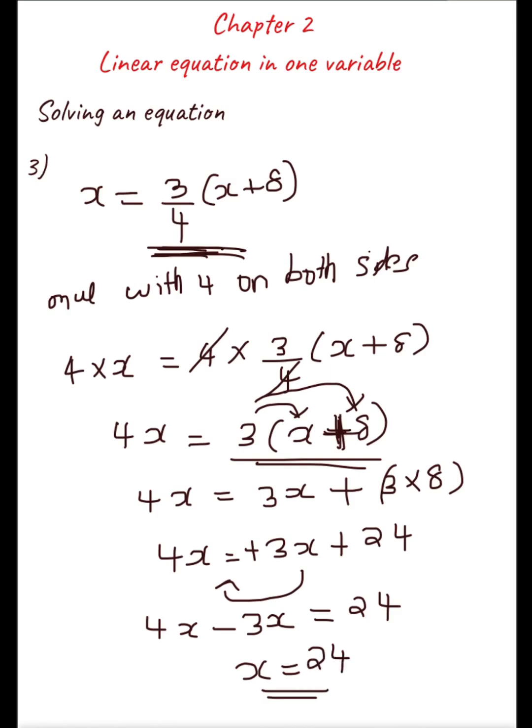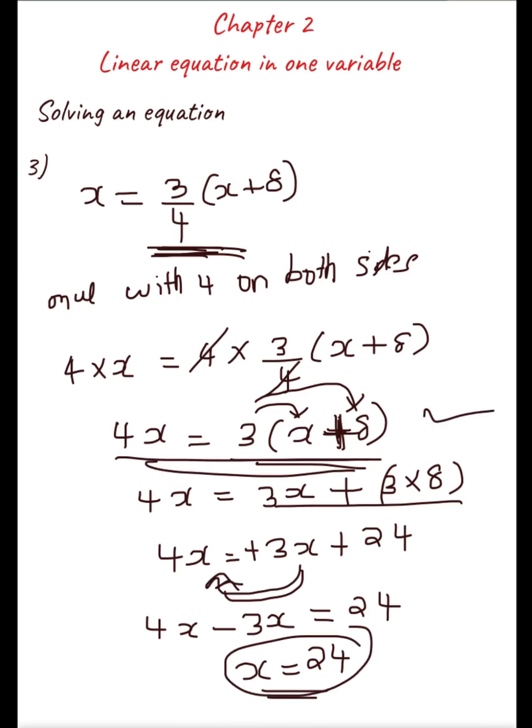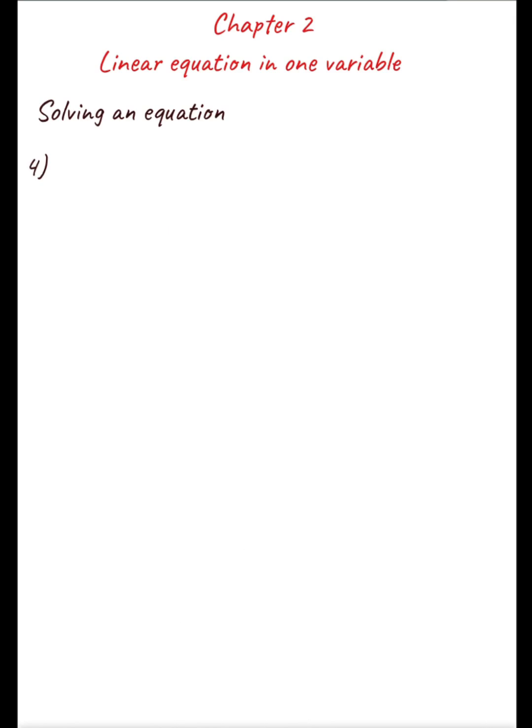So what we have discussed in this type of equation, that is equations with a denominator, is that you have to multiply both sides by the denominator. So this is the third type of equation. Now let's see the fourth type. In the third type there was only one denominator present. But in the fourth type, you can see two denominators will be there.